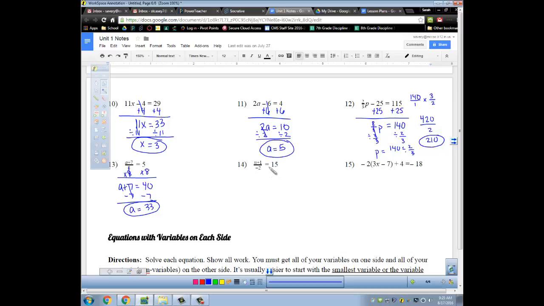Number 14 is very similar. I want to get rid of the fraction first. I'm going to get rid of this denominator that says divide by -2. So I'm going to multiply both sides by -2 to get n plus 1 equals -30. And then subtract 1 from both sides to get n equals -31.